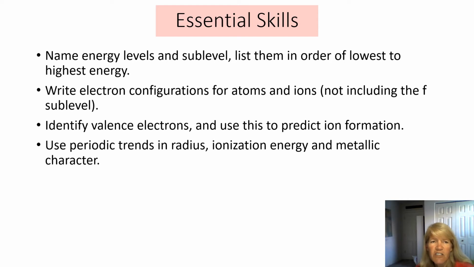And that brings us to essential skills. Know the energy levels and the sublevels, list them in order from the lowest to highest energy, and write electron configurations for atoms and for ions. On tests, I won't ask you about the f sublevel. Identify valence electrons and use this to predict ion formation. There's a lot of ways to identify those valence electrons, just from the periodic table or from the electron configuration. And use periodic trends in radius, ionization, and metallic character. So be able to identify which would be the most metallic, least, which is the biggest, smallest, etc.